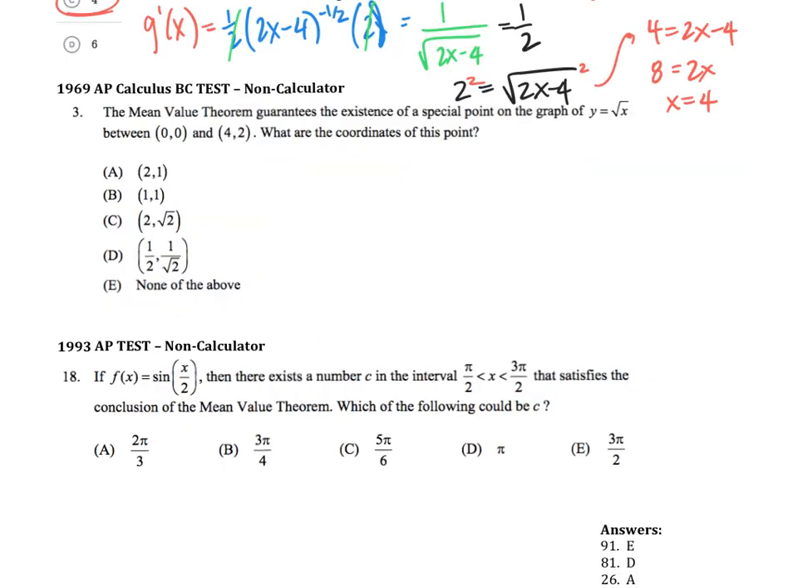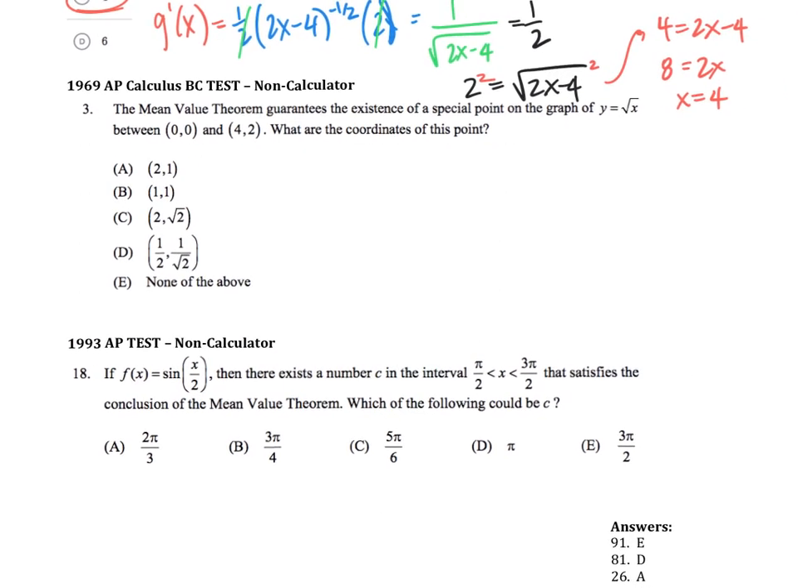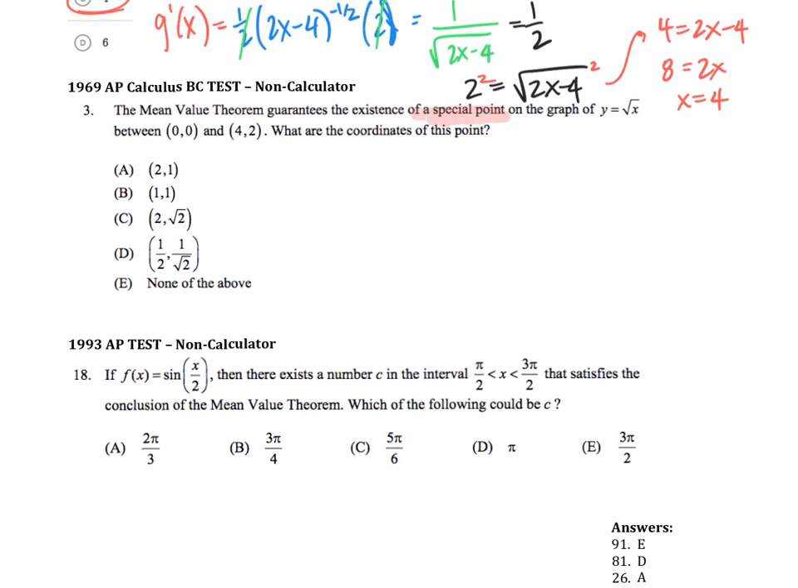That was a heavily involved question. This question is so silly. The mean value theorem guarantees the existence of a special point. Okay. On the graph y equals the absolute value of x between 0 and 4, 2. What are the coordinates of this point?